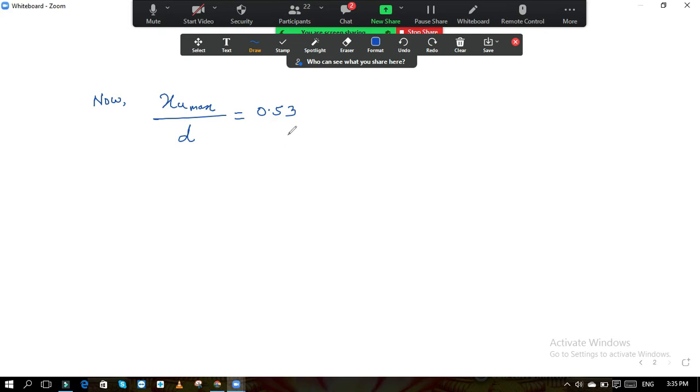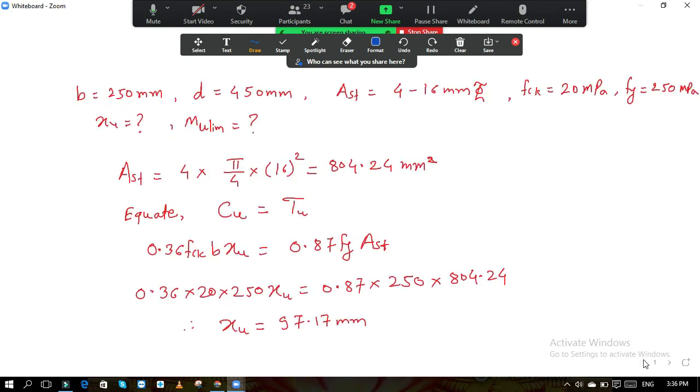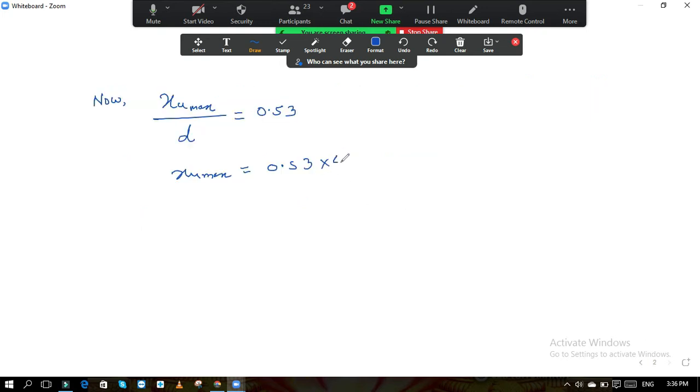So now from this, xu max is equal to 0.53 into, what is the effective depth given? The effective depth is 450. So multiply this by 450. So therefore what is the value of xu max? 238.5 mm. So now see who is greater and who is less.